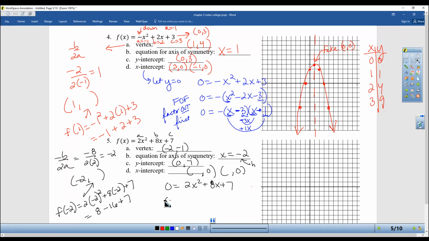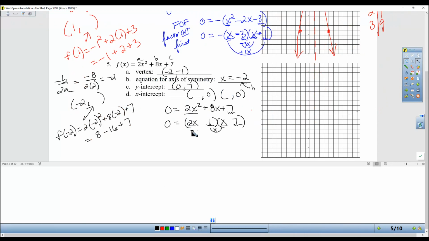So I set it equal to zero and I factor. The first times the first makes the first, and the only choice is 2x and x. And the last times the last is the last, and I love it when there's only one choice. The only choice is 1 and 7. So it's either got to be 1 and 7, which would give me inners of x and outers of 14x, which either makes 13 or 15, but doesn't ever make 8.